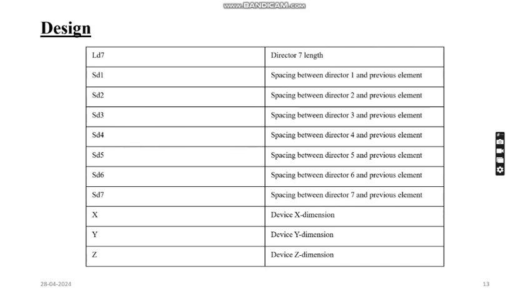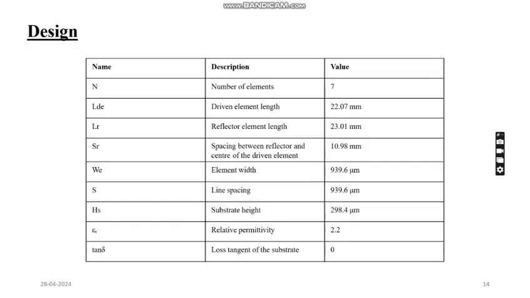The antenna has three dimensions: x dimension, y dimension, and z dimension. There are totally 7 dielectric lengths, and the spacing is between the dielectric element and the previous element. One dielectric length is different from the others, for example 0.5 mm to 0.6 mm. In the design, M is the number of elements. There are totally 7 elements.